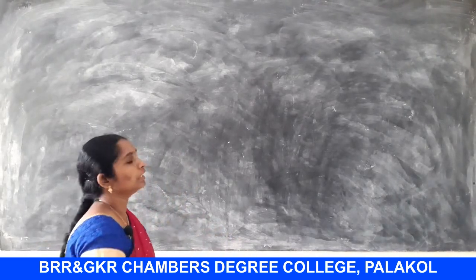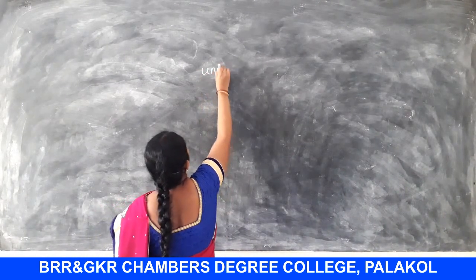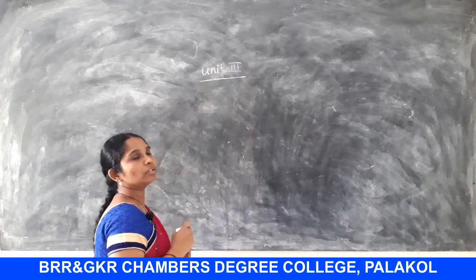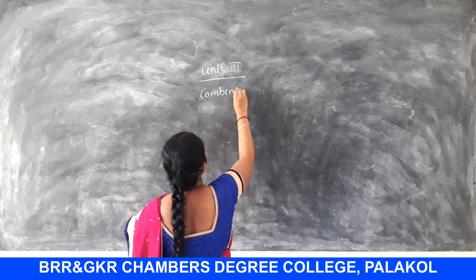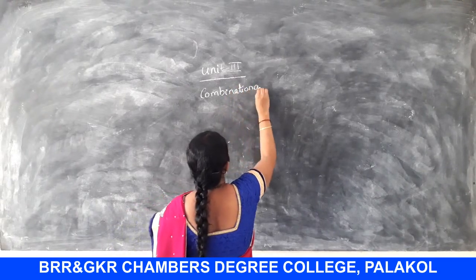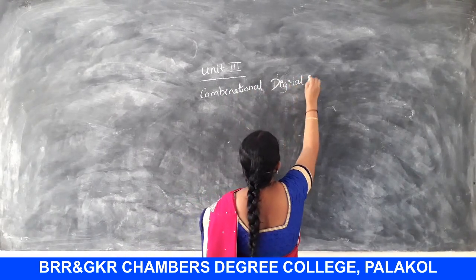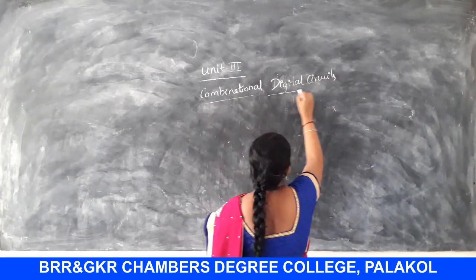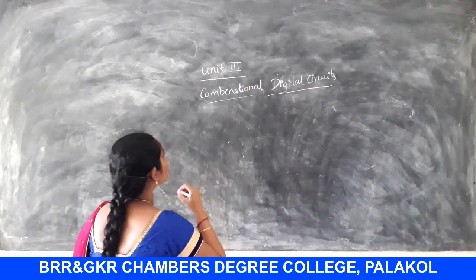Now in this presentation I would like to explain unit number 3 in the digital electronics paper. Unit number 3. The unit name is combinational digital circuits. Okay. So coming to the syllabus of this unit.